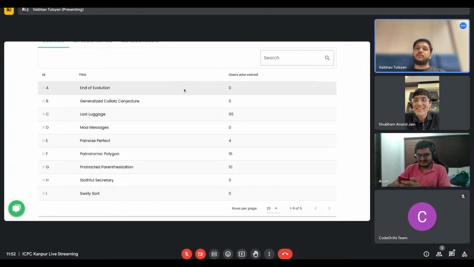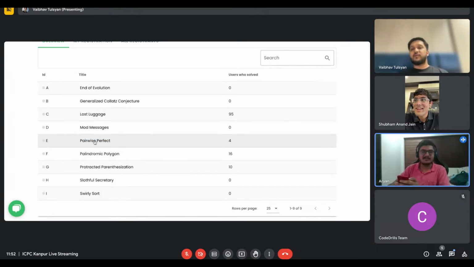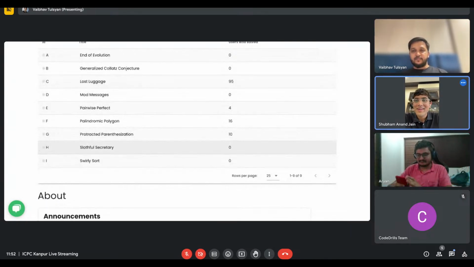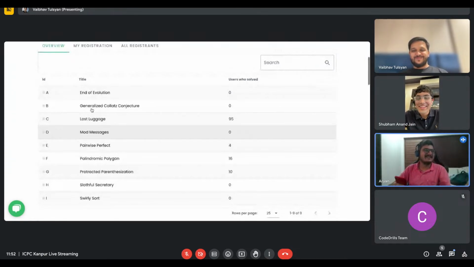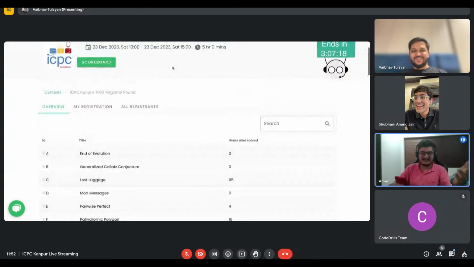All right. And Pairwise Perfect is also geometry, I guess. No, Pairwise Perfect is ad hoc, not geometry at all. Also, it requires printing points, but it's a constructive, hit or miss type of problem. Oh wow. Teams became a lot better at geometry since I participated. No, teams did not become better at geometry. That is the reason why only 16 people have solved it.